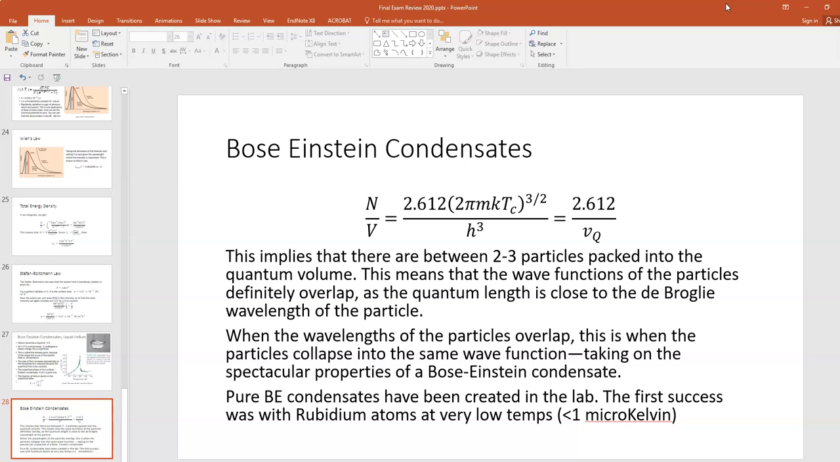And of course, pure Bose-Einstein condensates have been created in the labs, and if you want to look that up, it's really cool. People got Nobel Prizes for it. The first success was with rubidium atoms at really low temperatures. So those were the pure Bose-Einstein condensates. And now they're used as model systems to explain early universe physics, among other really cool things.